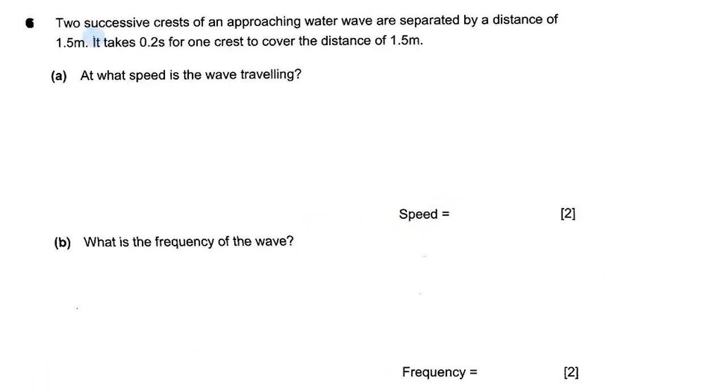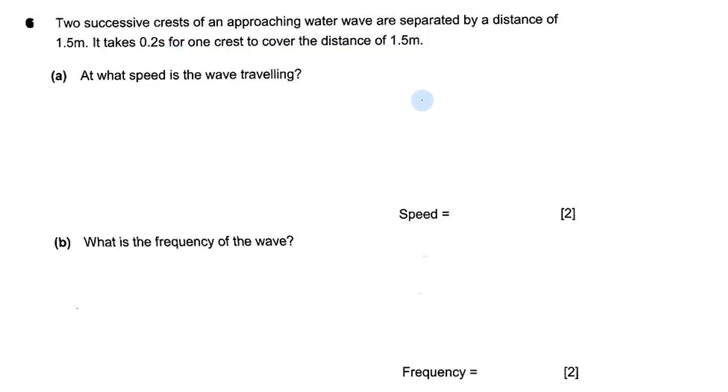When we come to this, we're saying two successive crests of an approaching water wave are separated by a distance of 1.5 meters. It takes 0.2 seconds for one crest to cover the distance of 1.5. So here they're saying two successive crests.